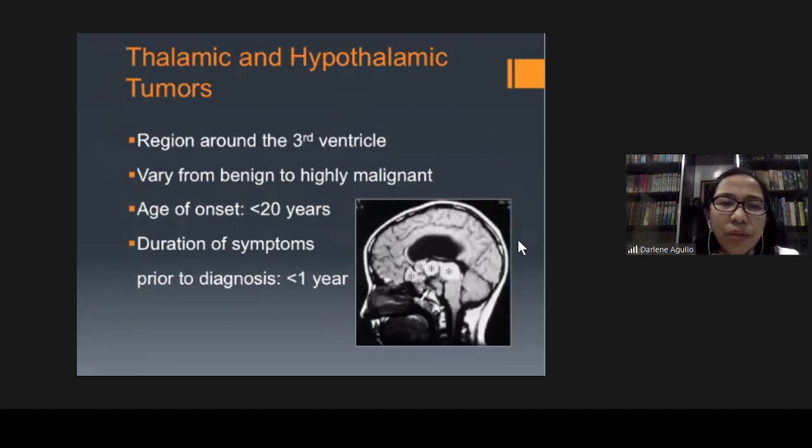Now we go to thalamic and hypothalamic tumors. So this is found in the region around the third ventricle. Andun naman, di ba yung third ventricle borders niya are thalami and then hypothalamus.